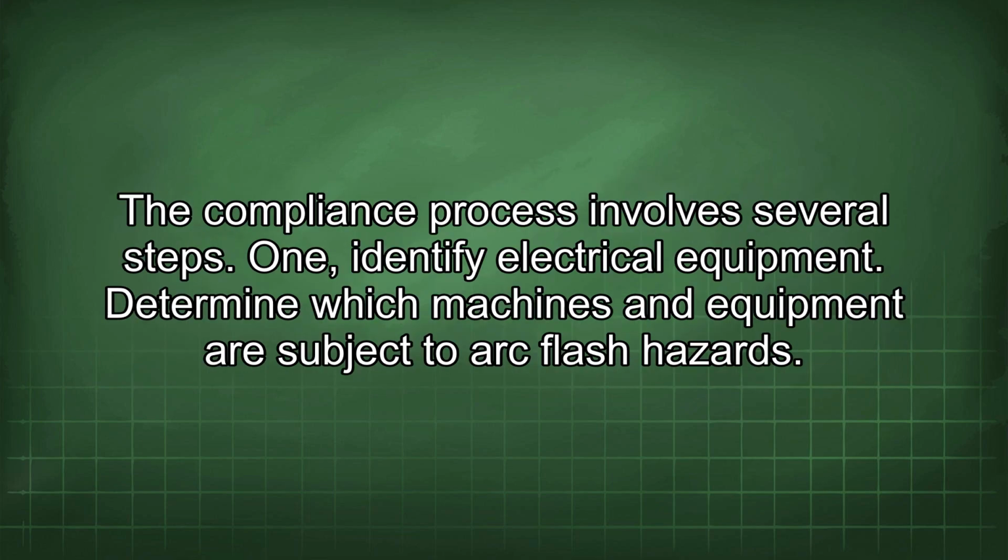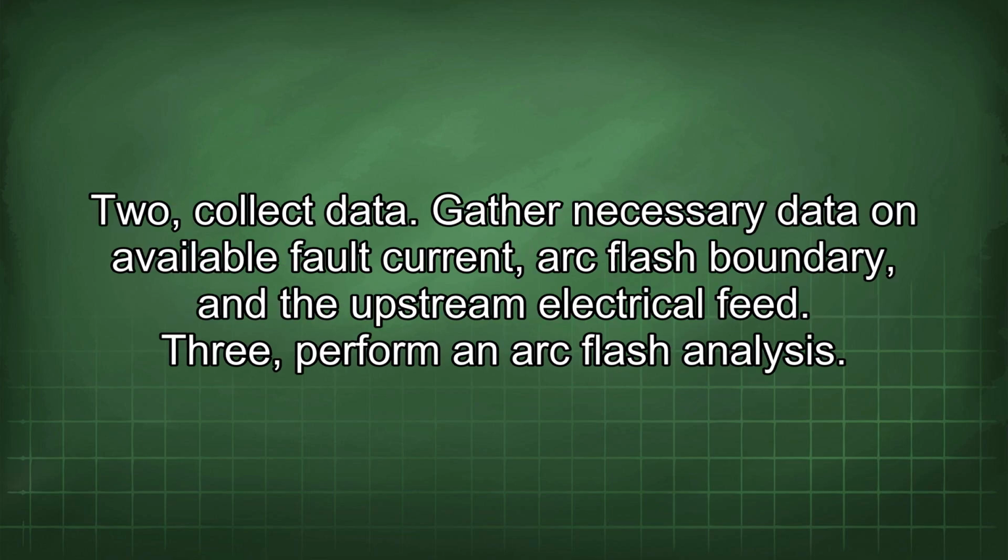The compliance process involves several steps. 1. Identify electrical equipment. Determine which machines and equipment are subject to arc flash hazards. 2. Collect data. Gather necessary data on available fault current, arc flash boundary, and the upstream electrical feed.